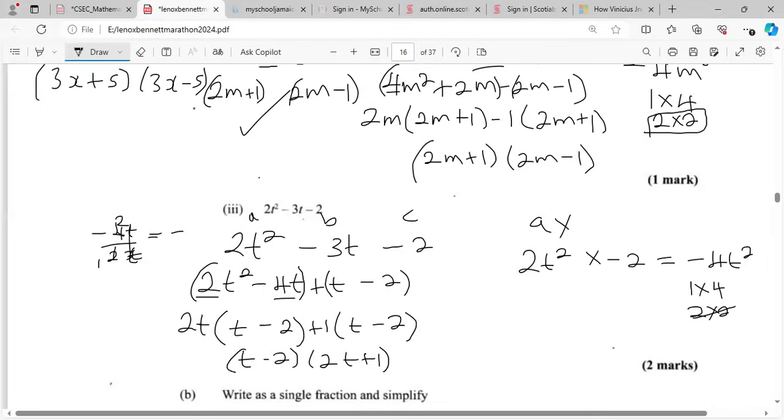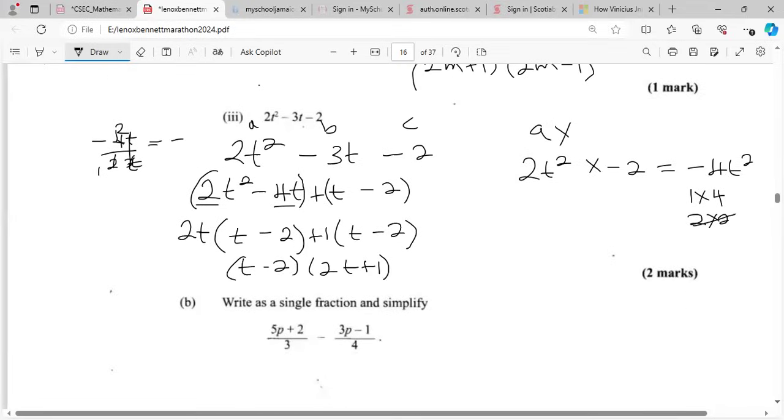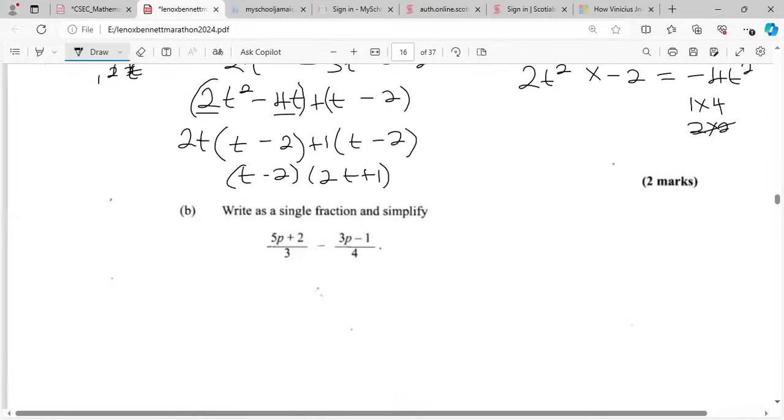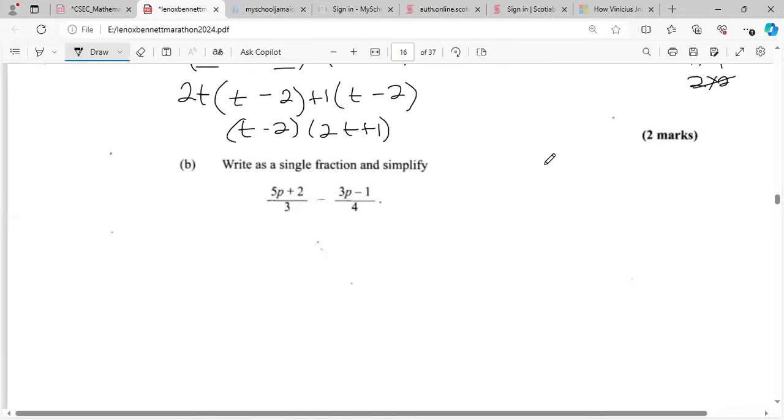Alright, let's move on to the next one, guys. It says write as a single fraction and simplify. We just did one of these in the regular class. You should be able to do it, right? Though I was doing some past papers, and when I reached this, all hell broke loose. So this person naturally struggles with these.